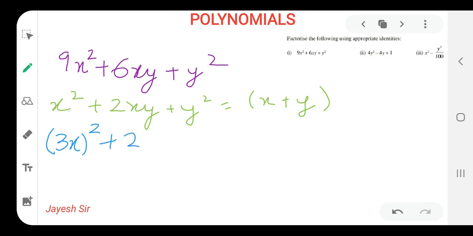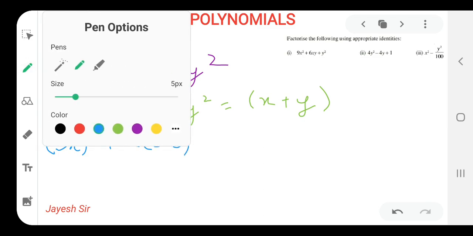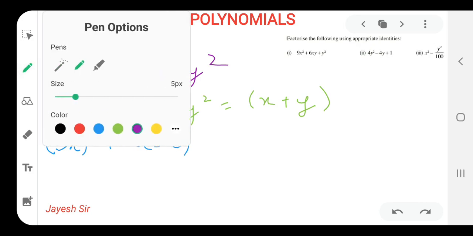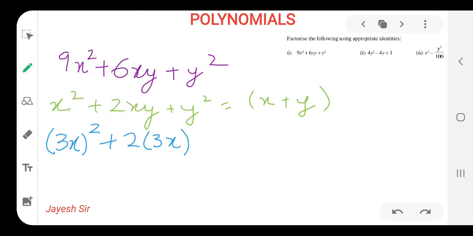So we found 3x is our x, from where we can see that 3x is our value for x. I hope you all are getting it, friends. Now y square means it should be directly y, so we have to write y like this, plus y square. In this way we have elaborated, and here the square was there, x plus y the whole square.